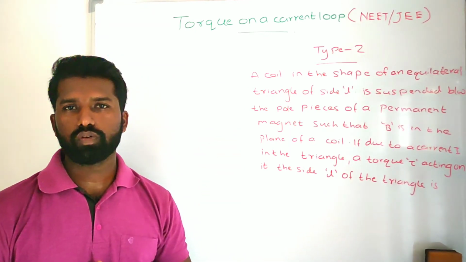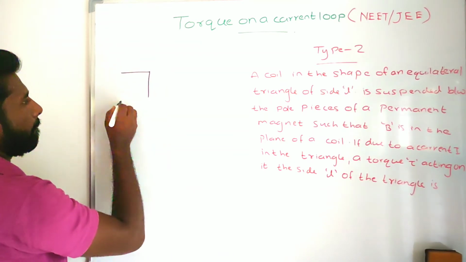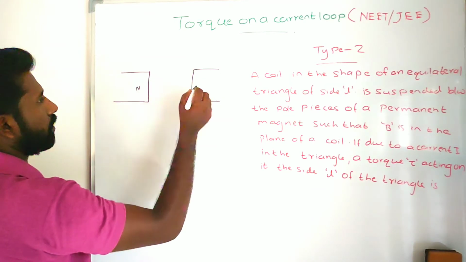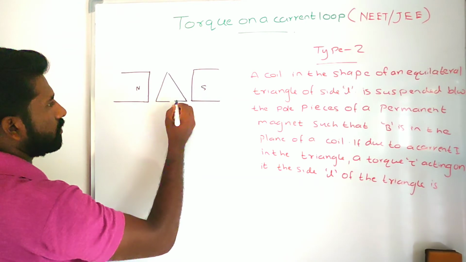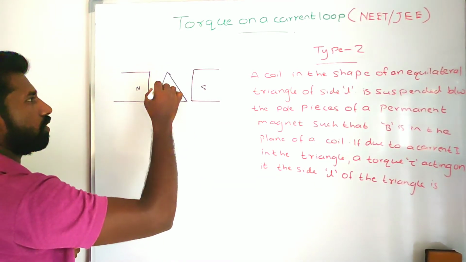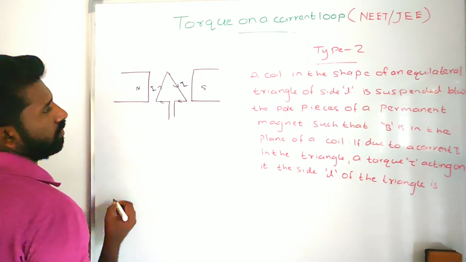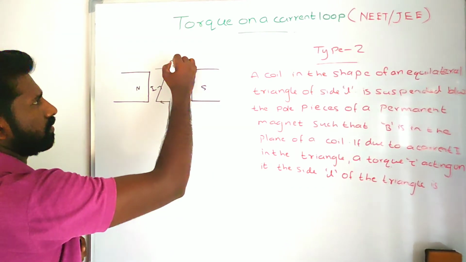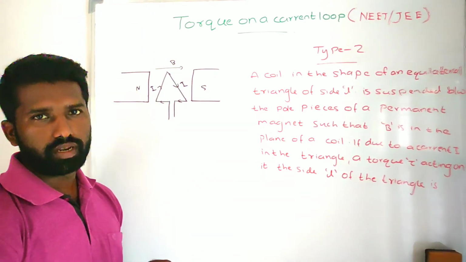It experiences a torque. Then what is the length? Okay, so you see here, these are the poles of the magnet, north pole and south pole, and we place an equilateral triangle in such a way that the magnetic field is in the plane of the loop. Okay, the current is going in this direction. Then what about the magnetic field direction? Like this. Then what about the magnetic dipole moment direction?